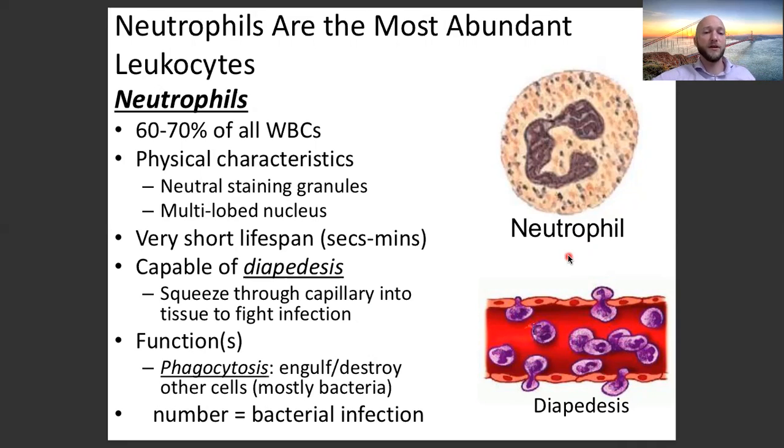Neutrophils are able to engulf and destroy other cells, mainly bacteria. They phagocytose. They are associated with bacterial infection. If your patient is sick in front of you and you do blood work on them and you notice that they have an increased number of neutrophils, you're going to think this person has an increased number of neutrophils because they are trying to fight a bacterial infection.